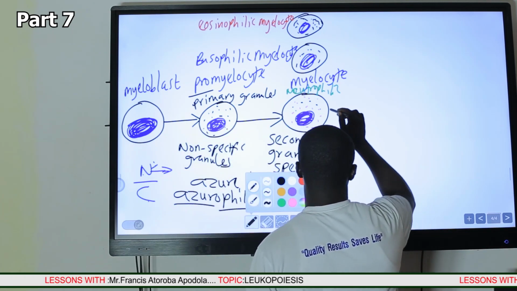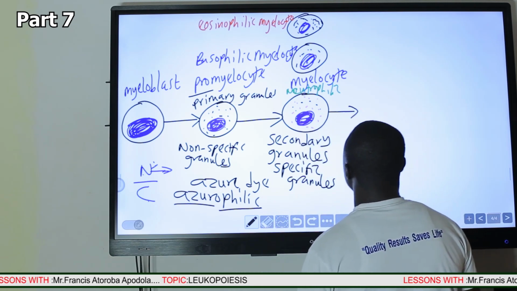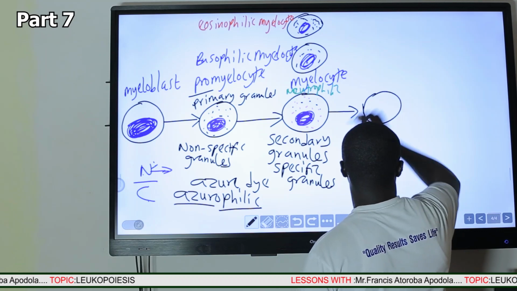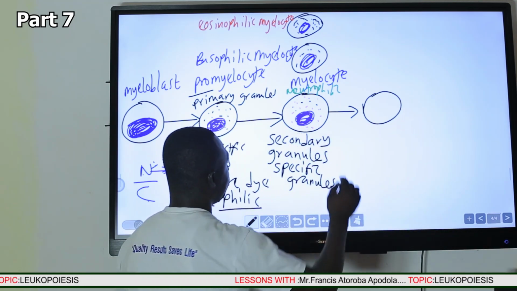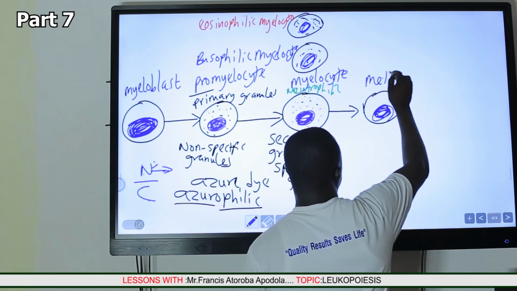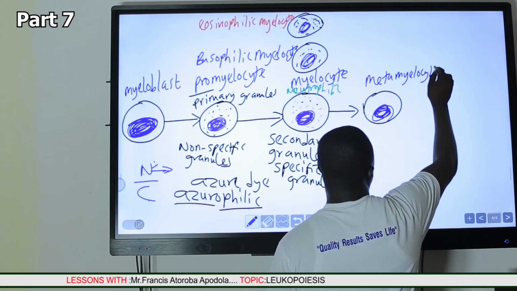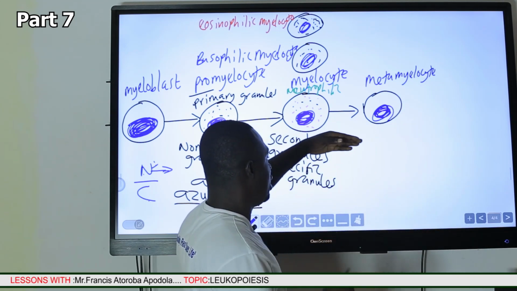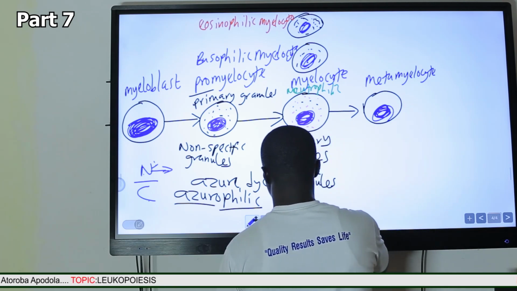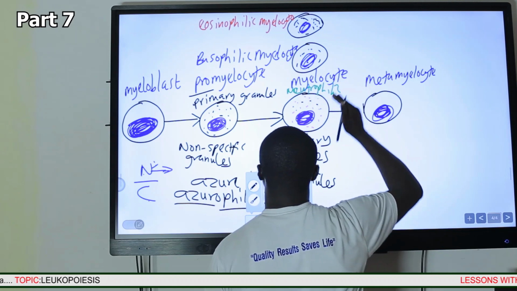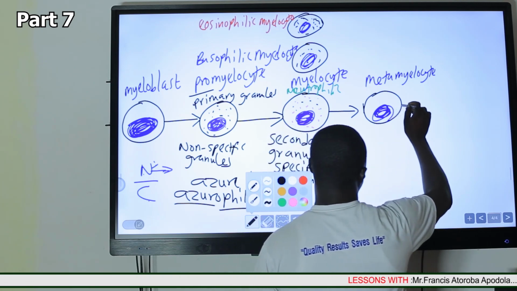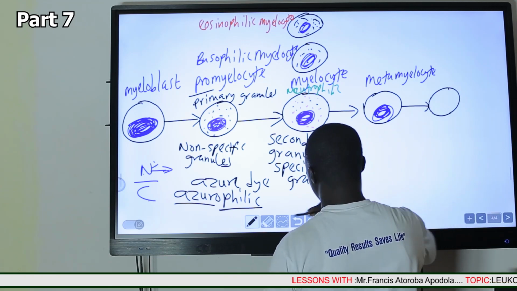From the myelocyte stage, the next stage is we call it the metamyelocyte stage. The nucleus at this stage begins to indent. There is an indentation of the nucleus. So we have metamyelocyte for eosinophil, for basophil, and the neutrophil. Then from the metamyelocyte stage, the next stage is called the band.